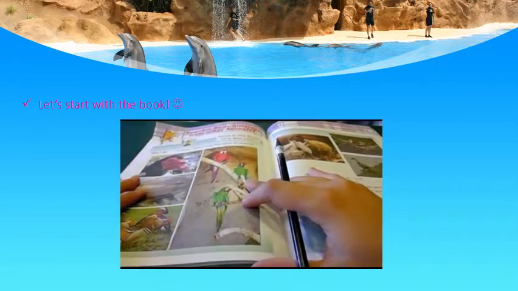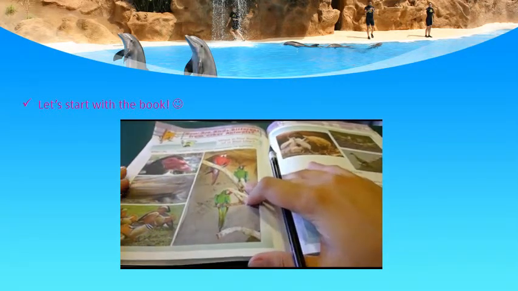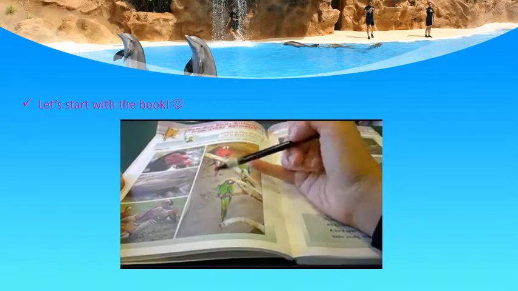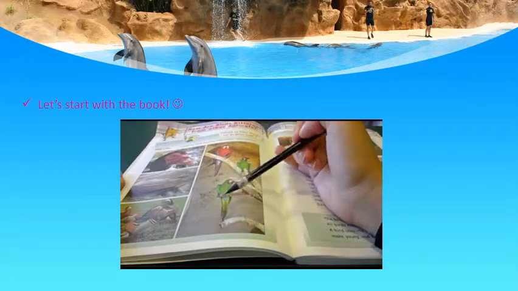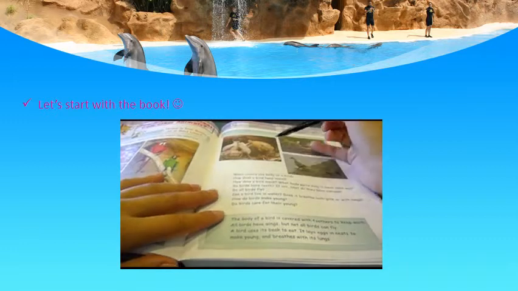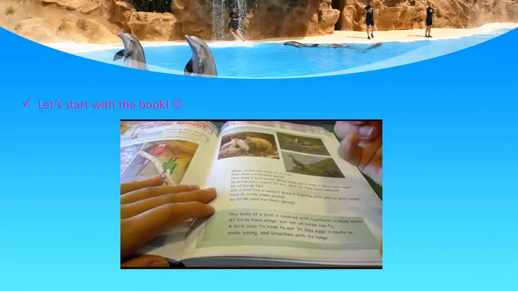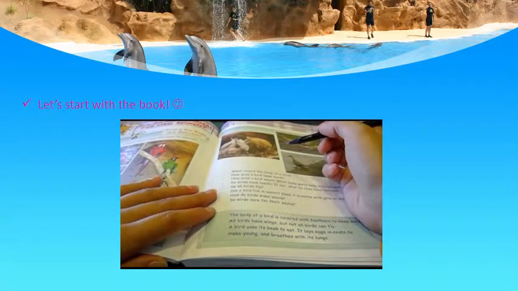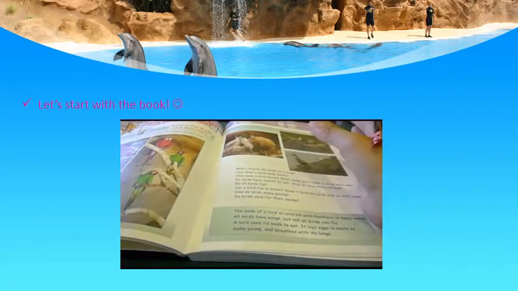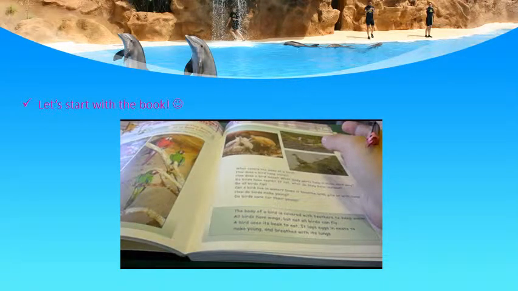Lesson 4 is about birds. How are birds different from other animals? The pictures on page 62 show different kinds of birds. Here also we can see more pictures. The body of birds is covered with feathers to keep them warm. All birds have wings, but not all birds can fly. We can give some examples: the kiwi bird, the ostrich, the penguin, they don't fly.